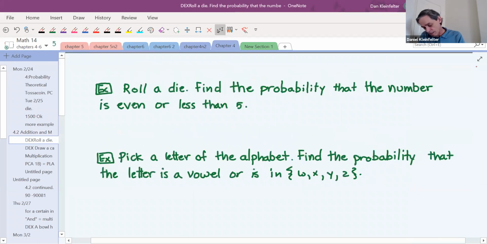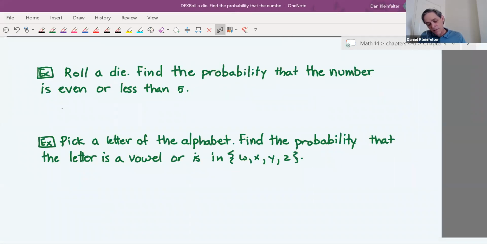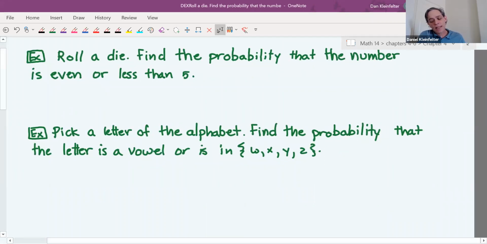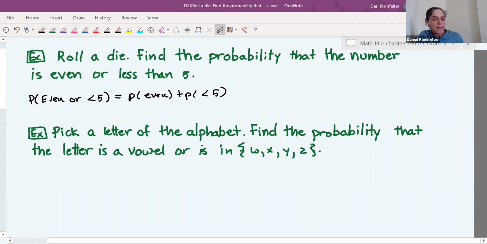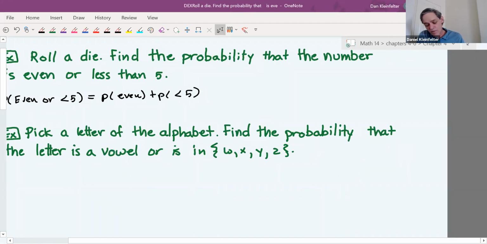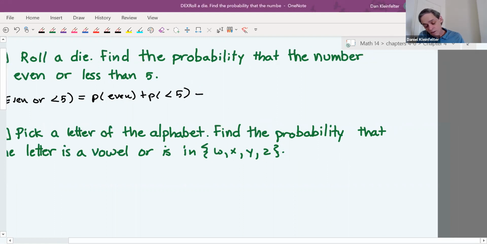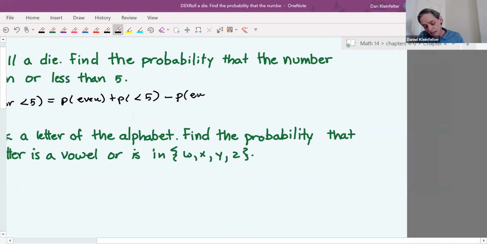Okay, so a couple of examples. Let's say we roll a die. We want to find the probability that the number is even or is less than 5. So the probability of getting a number even or less than 5. That would be the probability of getting an even number, plus the probability of getting a number that is less than 5. Is it possible to have an even number that is less than 5 when you roll a die? Yeah, those are not mutually exclusive. So we could say probability even and less than 5.